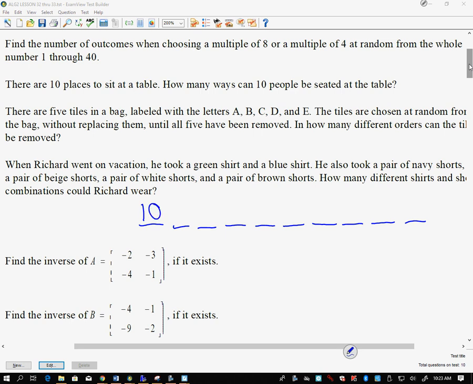All right, but he sits down. Now how many places can the next person sit? 9, 8, 7, 6, 5, 4, 3, 2. Now the last guy, he's only got one place to sit. Do I add those up or do I multiply them? You multiply.